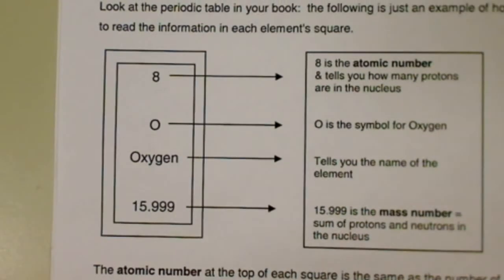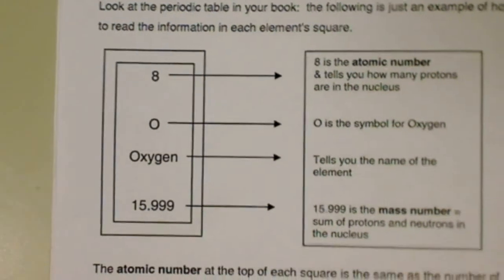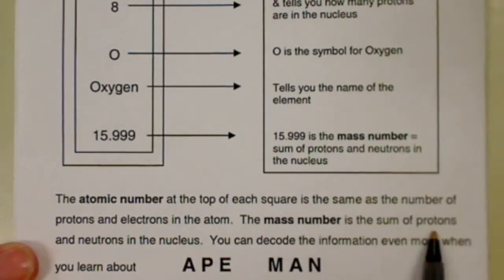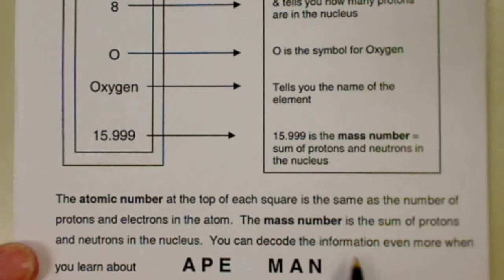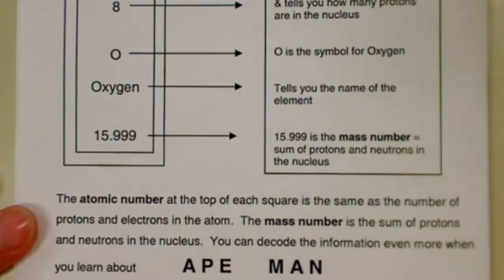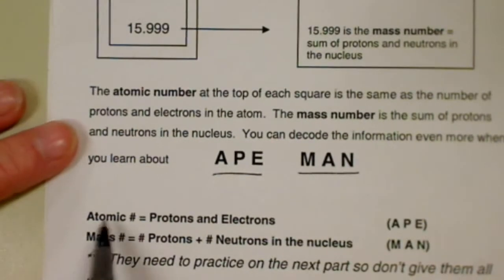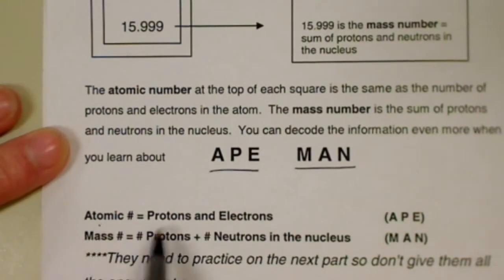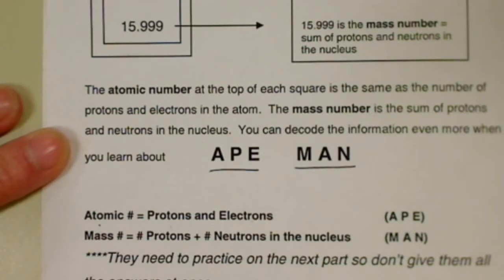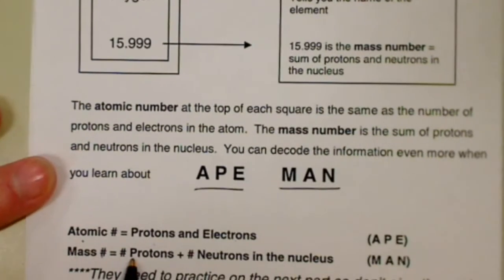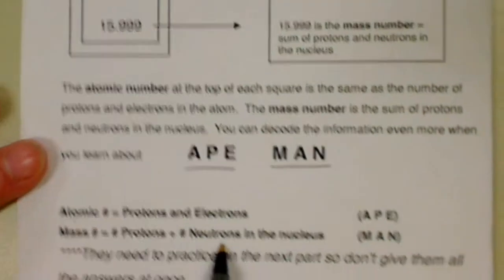The atomic number at the top of each square is the same as the number of protons and electrons in the atoms. The mass number is the sum of the protons and neutrons in the nucleus, and you can decode this information even more when you learn about a little mnemonic device called APE-MAN. APE-MAN. Atomic number. What does the atomic number tell you? The protons and the electron number. Mass number. That's this rounded number we're going to round up here. It tells you how many protons plus neutrons we have in the nucleus.